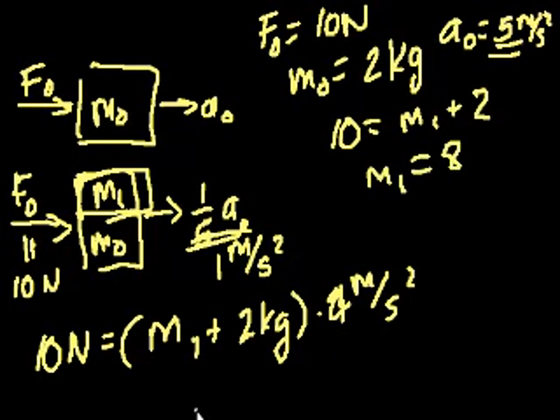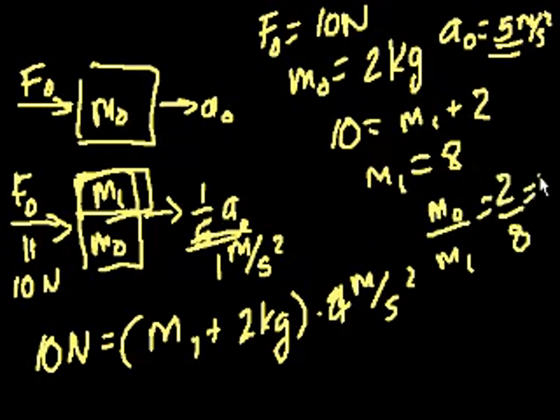And then once again, if we want to know the ratio of m sub 0 to m sub 1, we can just substitute the numbers. M sub 0 is 2 kilograms. M sub 1 is 8 kilograms. So the ratio is 1 to 4. You probably find that a little bit easier. Let's do another problem.